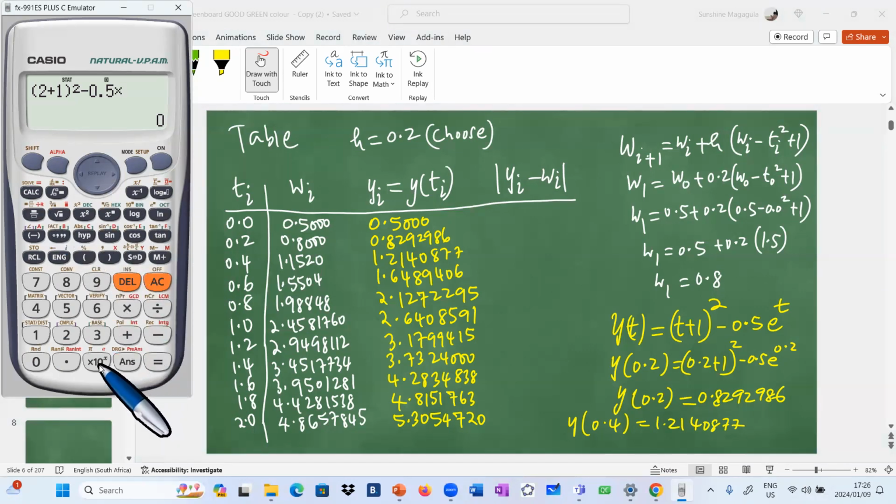You can use this one. But normally there is a standard exponential. This is the standard exponential, this one. Okay, Shift E, and then you put the 2, and then you close. Okay, and then now you give that. So obviously the real value you can see is 5.3054719720. Okay, something like that.